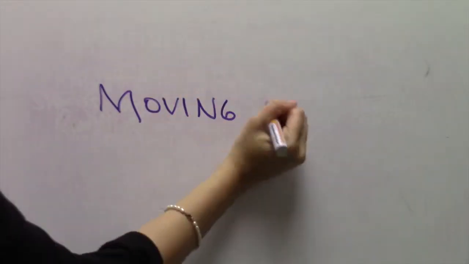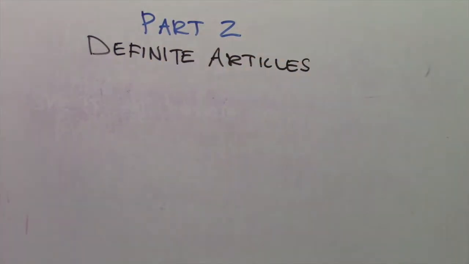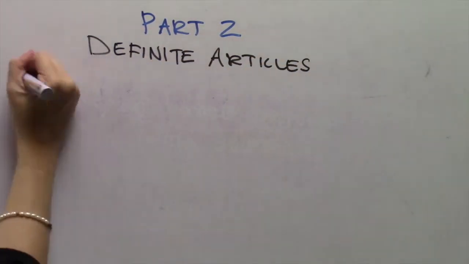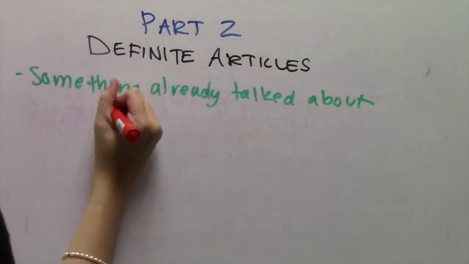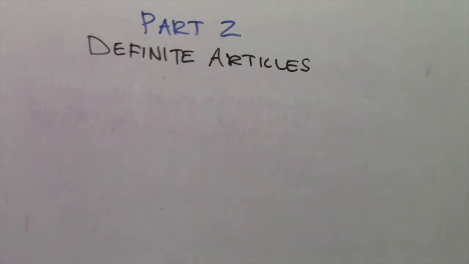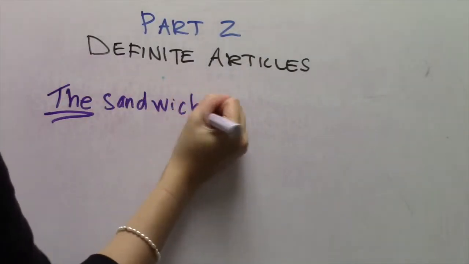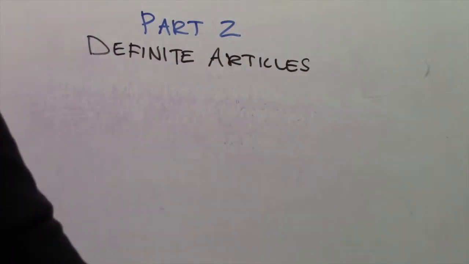I know that's a lot to take in, but we're not done yet. This brings us to part 2, where we get into the real fun with talking about definite articles. Now, the first of the situations where you use these is when you're discussing something you have already talked about, which in this case we can discuss my lunch. The phrase is no longer a sandwich, but the sandwich. So the sandwich I had was really salty.